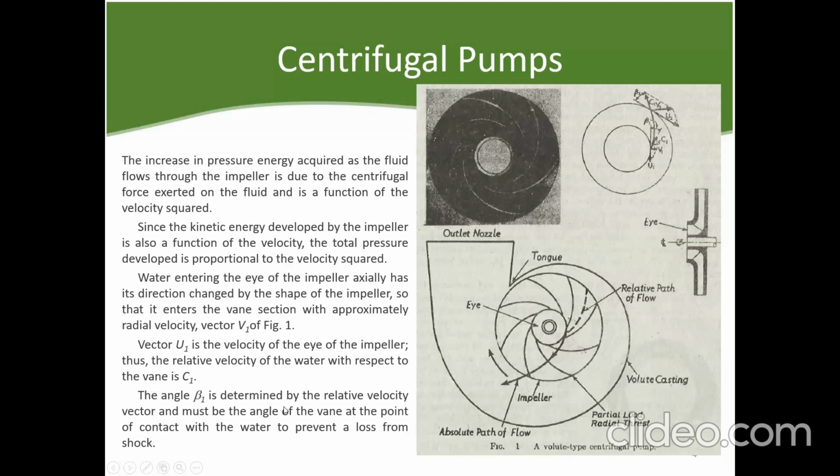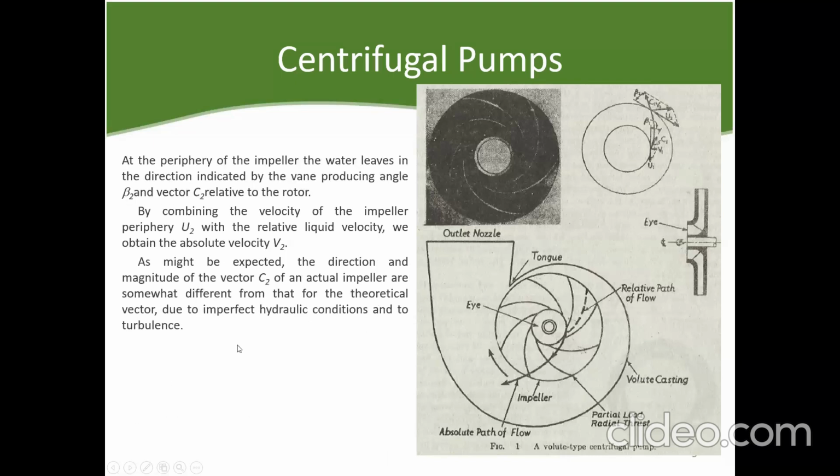The angle beta 1 is determined by the relative velocity vector and must be the angle of the vane at the point of contact with the water to prevent a loss from shock. So check the fluid machinery topic for the velocity triangle.